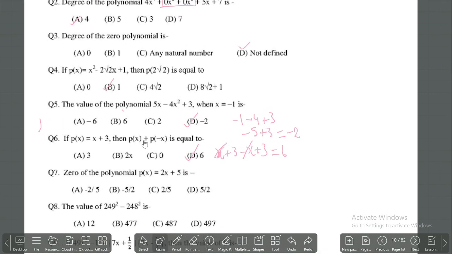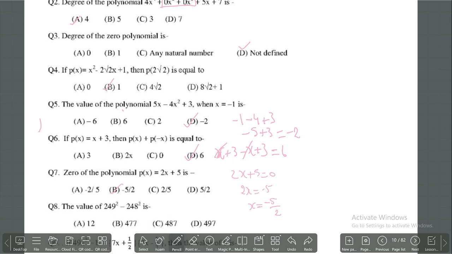Right, next. The 0 of the polynomial P of x is equals to 2x plus 5. What we have to do? 2x plus 5 is equals to 0. 2x is equals to minus 5. X is equals to minus 5 by 2. Answer is B, minus 5 by 2.